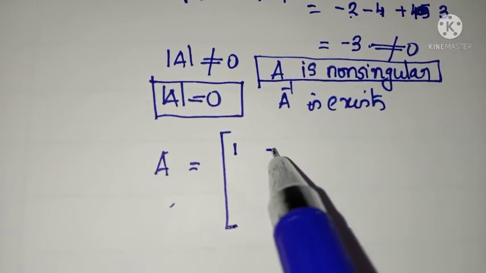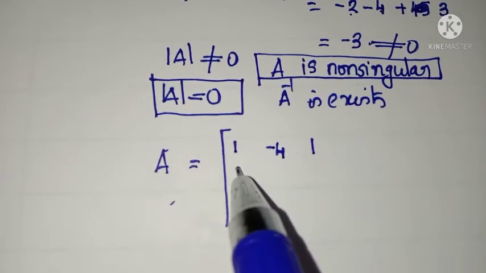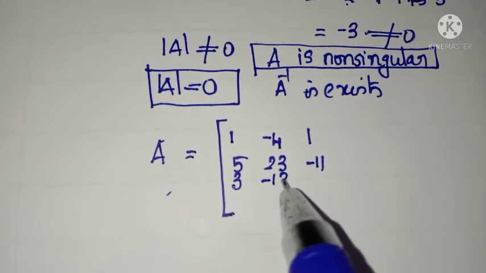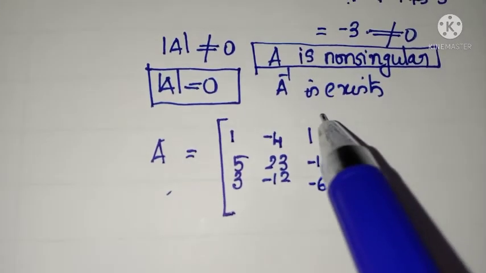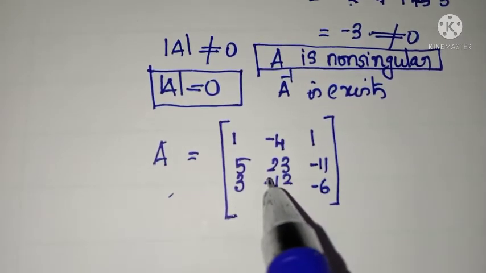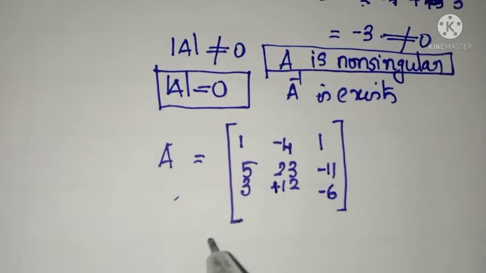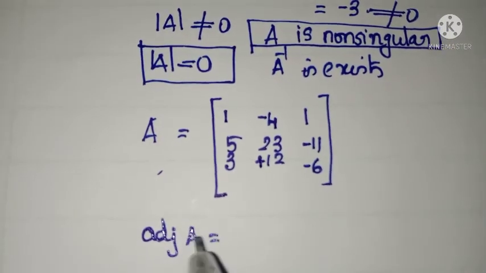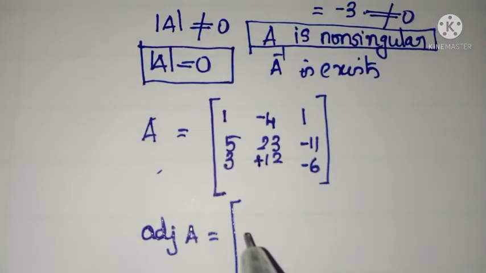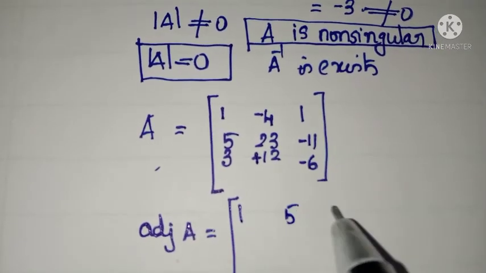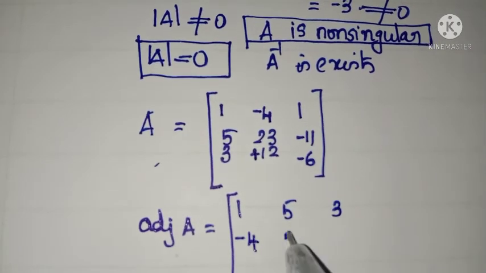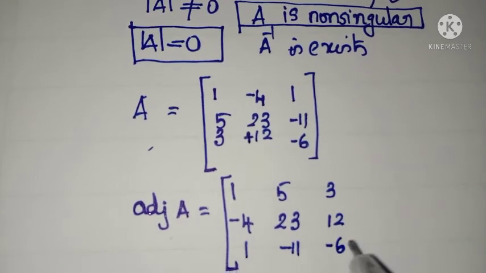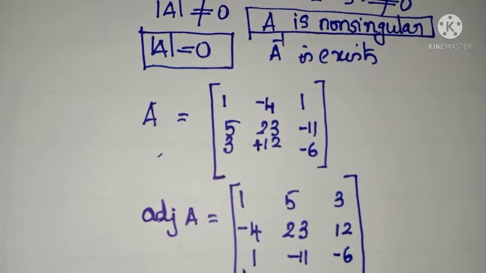The cofactor matrix is [1, -4, 1; 5, 23, -11; 3, -12, 6]. Okay, so this is the cofactor matrix. Now the adjoint of A is the transpose of this matrix: [1, 5, 3; -4, 23, 12; 1, -11, -6]. This is the adjoint of the matrix.